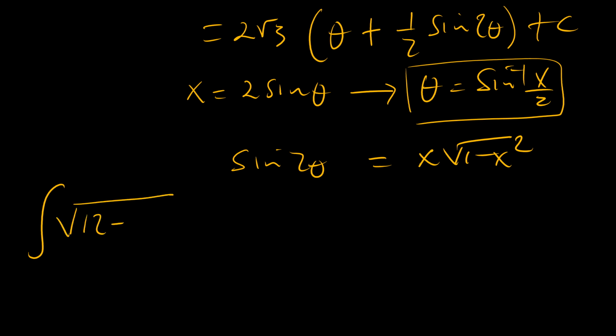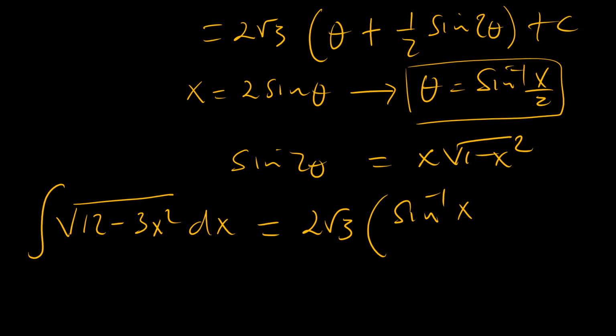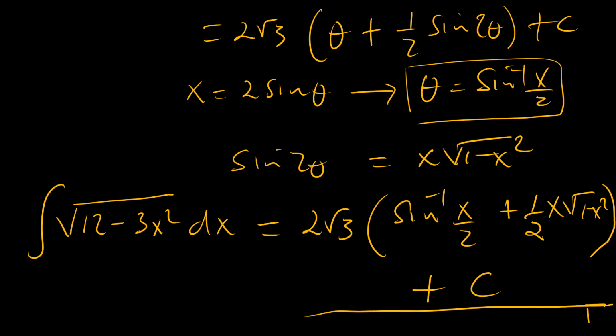the integral of the square root of 12 minus 3x squared is the same as 2 root 3 in brackets theta, so we have arc sine of x over 2 plus a half x times the square root of 1 minus x squared over 4, plus the integration constant. And that, ladies and gentlemen, is where our problem stops.